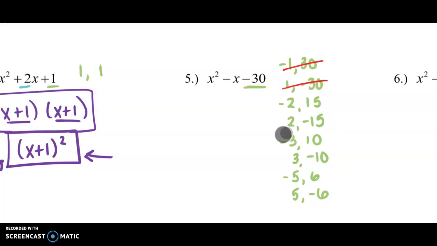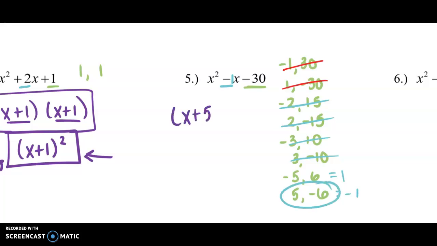So then we need to figure out what adds to negative 1 out of all of those factors. Negative 2 and 15 is not going to work. 2 and negative 15. You can look at a lot of these and say they're not going to work. Negative 5 plus 6 is going to give me positive 1. I don't want positive 1. I want negative 1. Well, 5 plus negative 6 will give me that. So I know that those are my factors. So it would be x plus 5 times x minus 6.